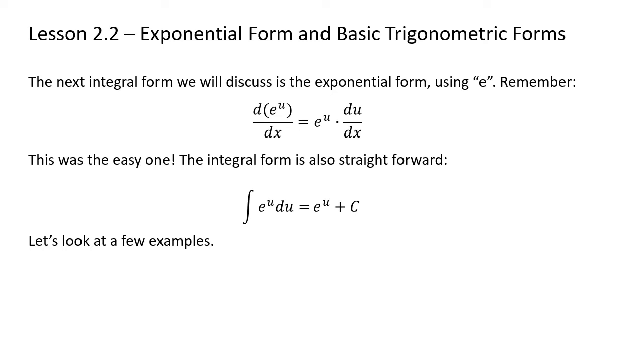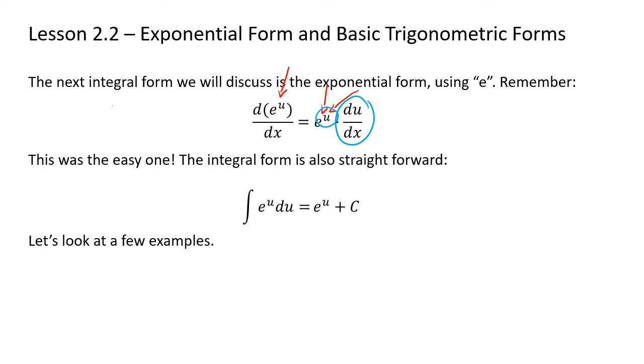The first one we're going to talk about is exponential form. This was always the easiest derivative because if you had a function like e to the exponent u, the derivative was simply the same thing, e to the exponent u, multiplied by the derivative of that function that's in the exponent here, okay? So du by dx.